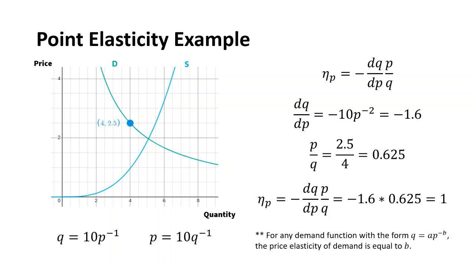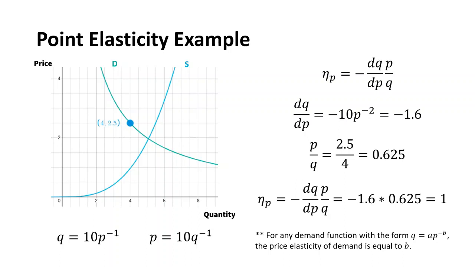Taking the derivative of the quantity demanded with respect to price, we get negative 10 divided by p squared. Substituting in the value for p, in this case 2.5, we get the derivative of quantity demanded with respect to price is negative 1.6. Dividing price by quantity, we get 0.625. Substituting in these values into the formula we determined earlier, we get 1.6 times 0.625 equals 1. This negative 1.26 here should be a positive 1.26.